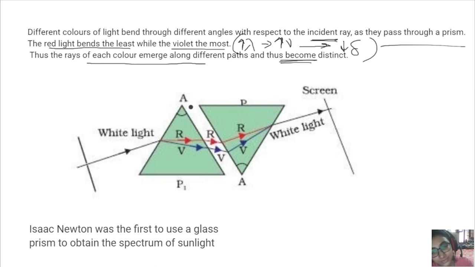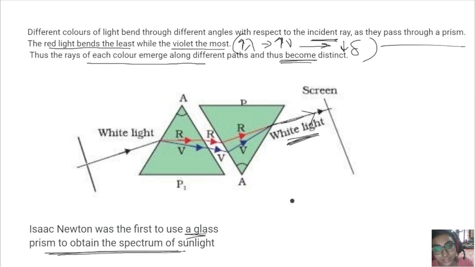This is a very interesting picture where you can see how the light has divided into its components. Again, if you put a prism, but if you invert it, then again it will emerge out from the second prism as white light. So that is another interesting aspect of prisms. Isaac Newton was the first to use a glass prism to obtain the spectrum of sunlight.